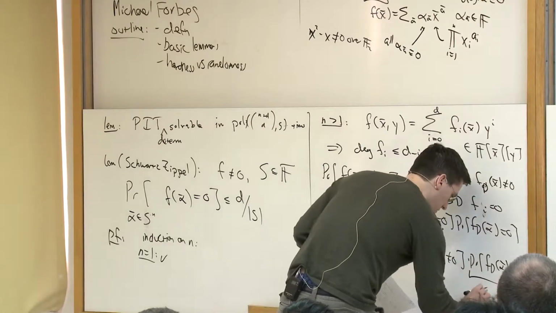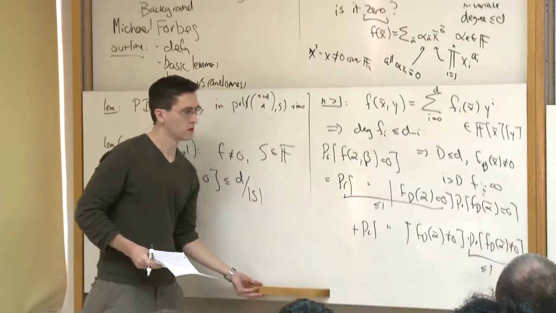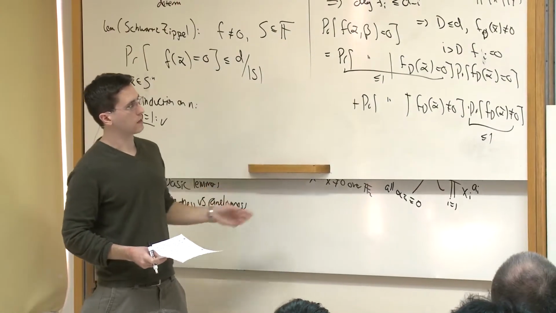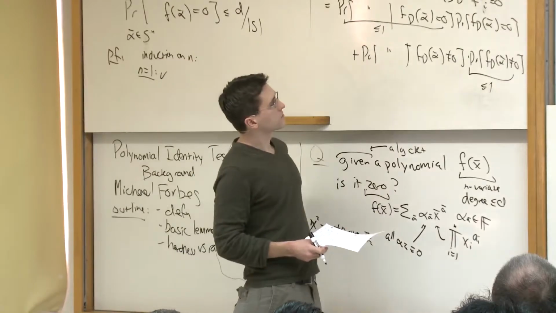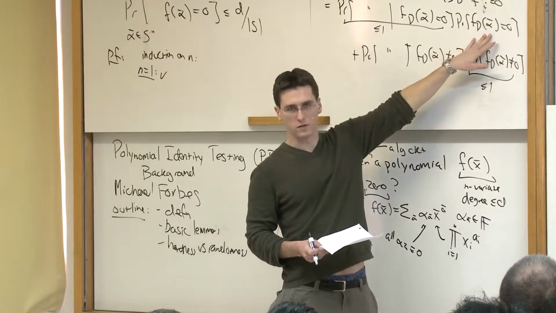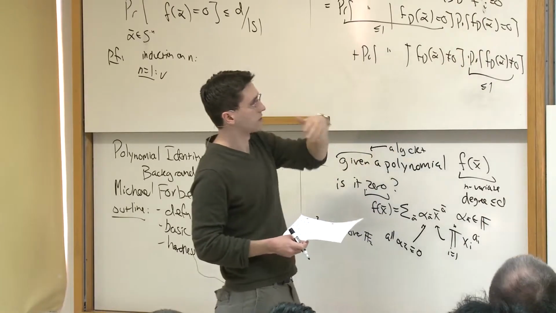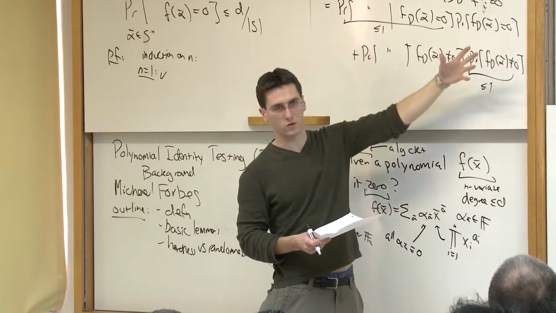This thing here is also at most 1. Okay, so now we have some smart things to do. Let's look at this term here. Right, what's the probability this polynomial is 0? Well, we're going to use our inductive claim here. Right, this is a polynomial on n minus 1 variables, which we've already sort of established.